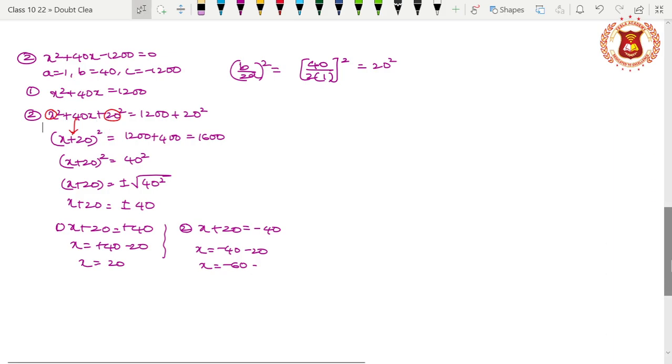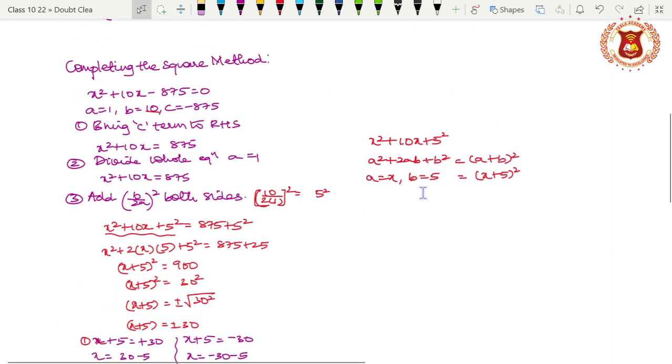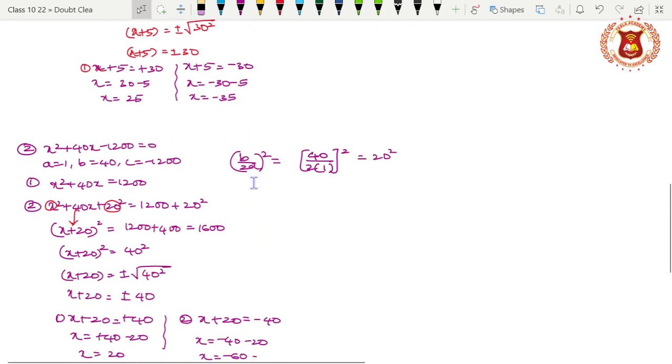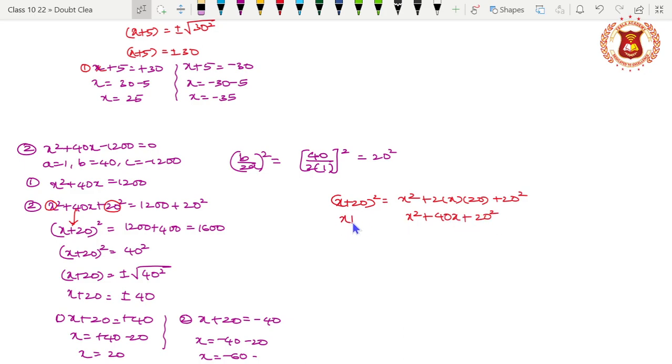In the previous example, you can see here x square plus 5 square, that is x plus 5 whole square. If I expand x plus 20 whole square, you will get what here? X square plus 2 into x into 20 plus 20 square, right? Therefore x square plus 40x plus 20 square. Therefore I wrote x square plus 40x plus 20 square as x plus 20 whole square. This step is very important here. Completing the square is a very important step here.